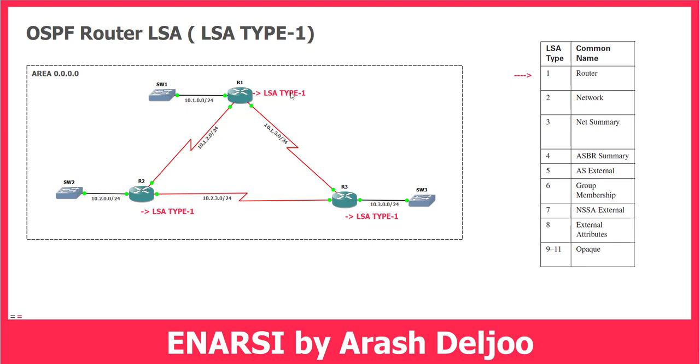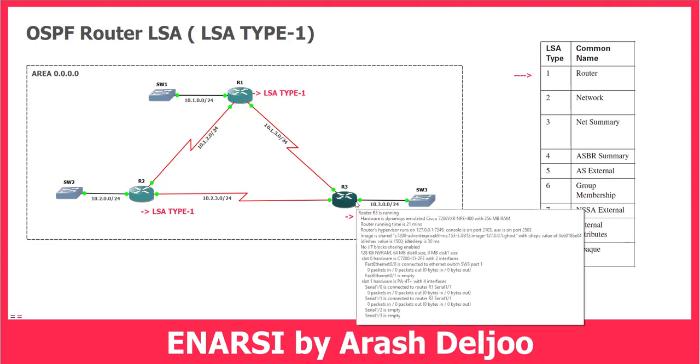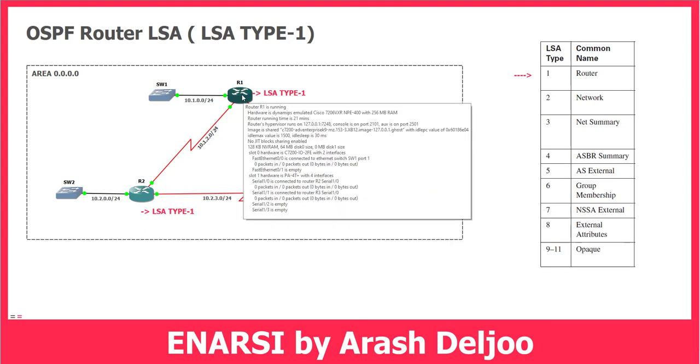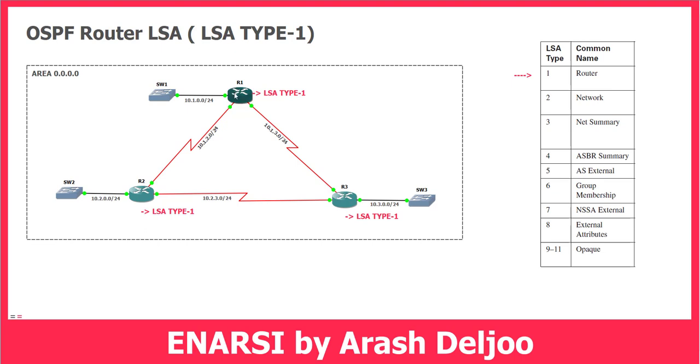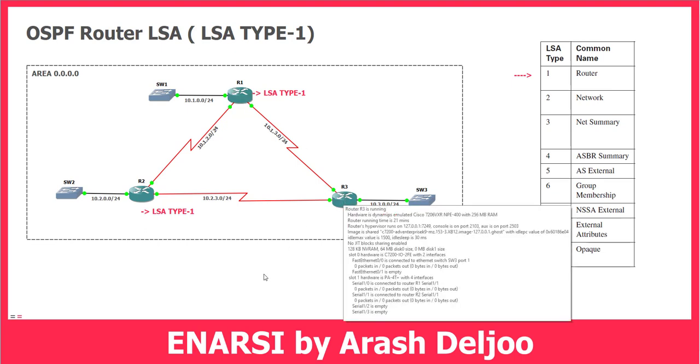Then they should advertise these LSA type 1s to each other. For example, finally, router 2 should have the LSA type 1 of router 1 and router 3 should have LSA type 1 of router 3. Then router 1 should have LSA type 1 of router 2 and router 3, and router 3 should have LSA type 1 of router 1 and router 2.